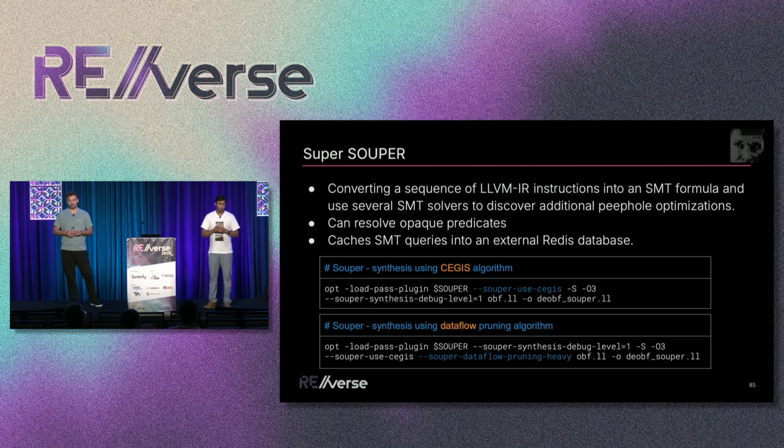Now, there are 2 features that we use. One is the CGIS algorithm, which is a synthesis-based algorithm. And the other one is the data flow pruning algorithm. The second one is really important because it solves a problem when we are trying to deal with obfuscated control flow, like the bogus control flow or flattening one.